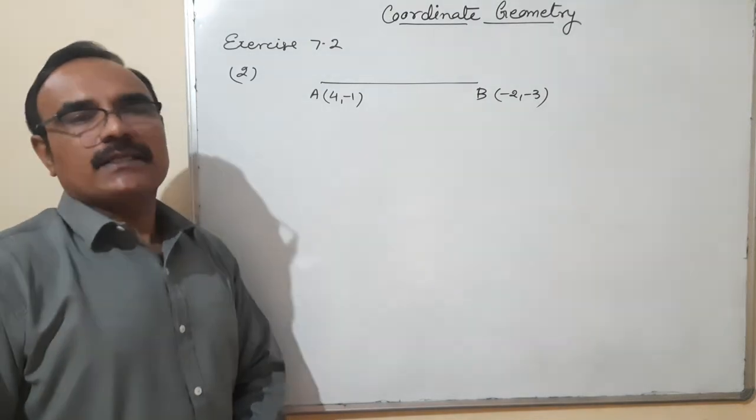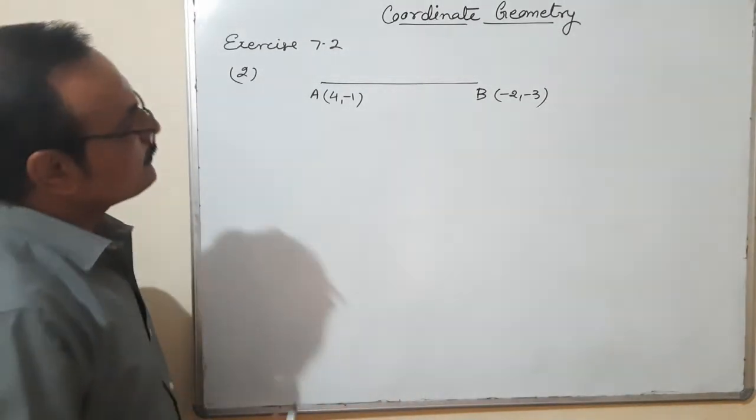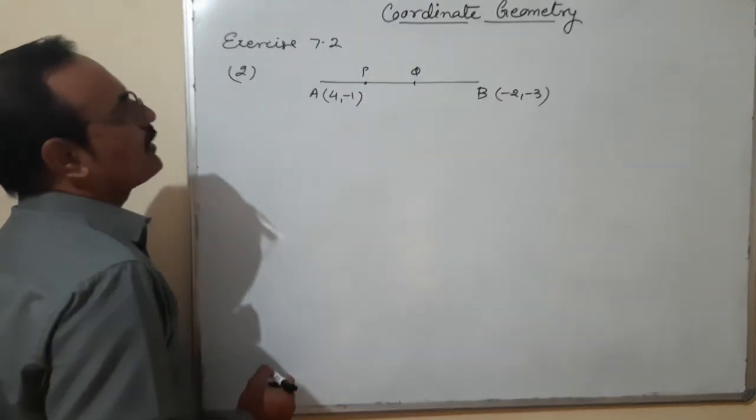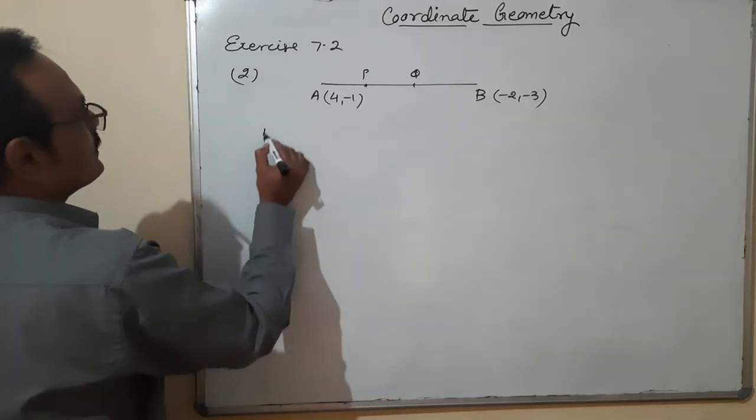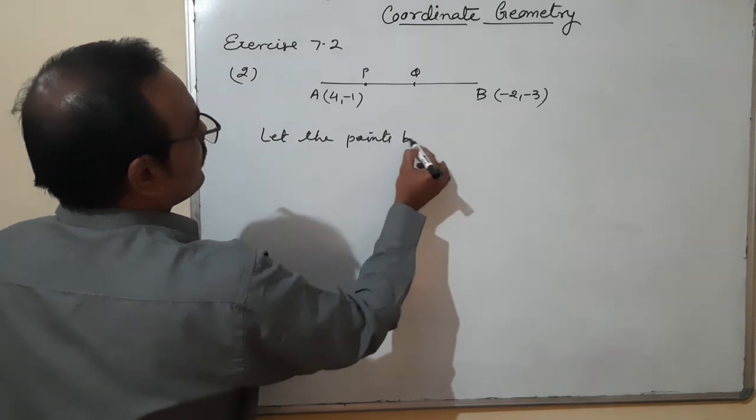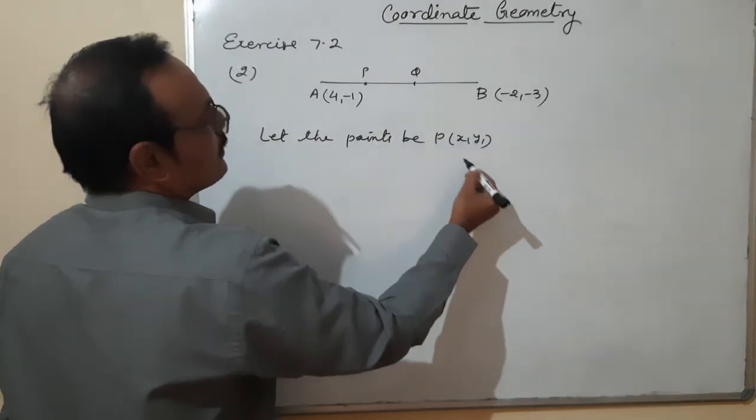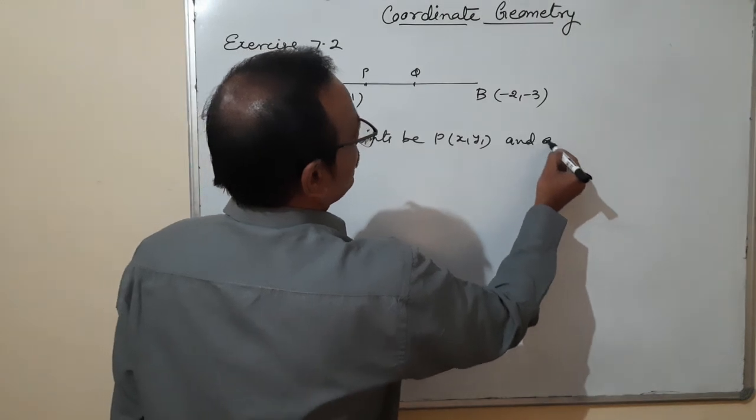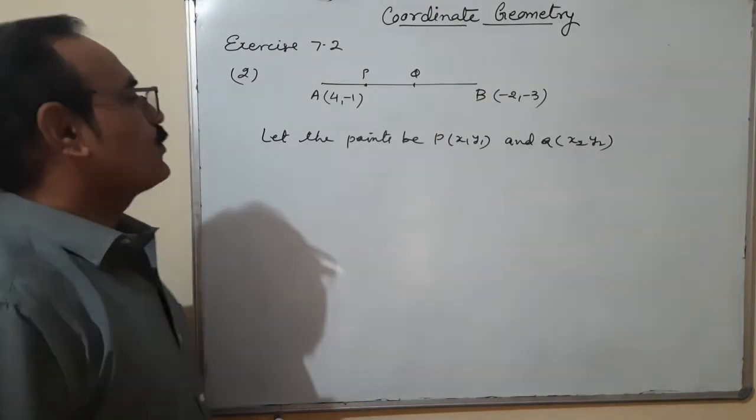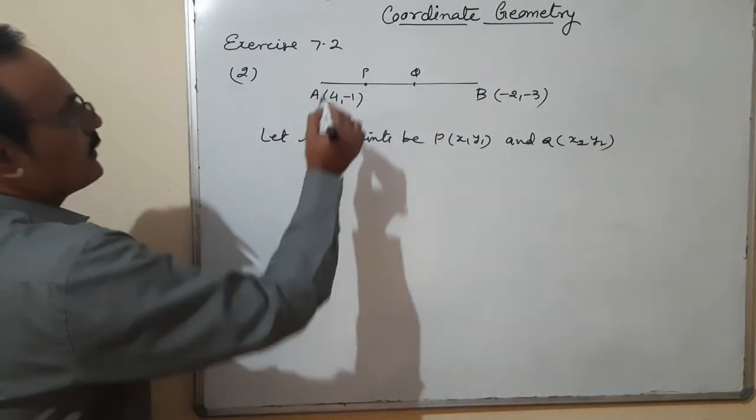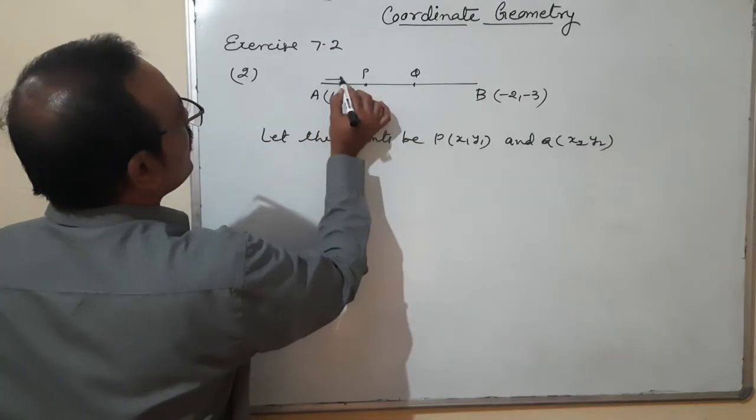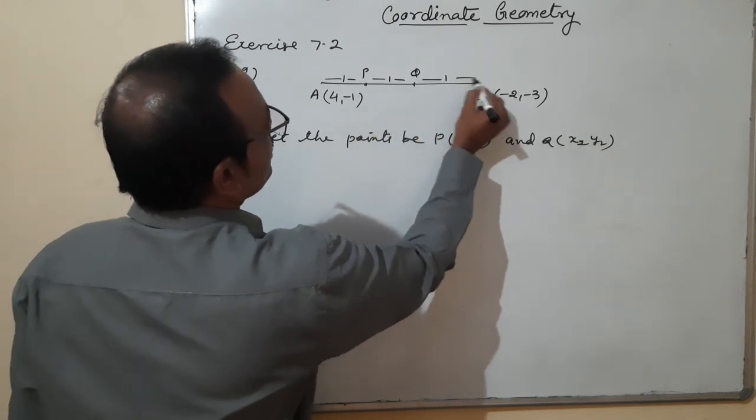Trisection means this line segment is divided into 3 parts. So let us see, one point is P, the second point is Q. Let the points be P(x1, y1) and Q(x2, y2). We are finding the coordinates of points P and Q. Since it is dividing into trisection, what does it mean? 3 equal parts. So this is 1 and here is also 1.